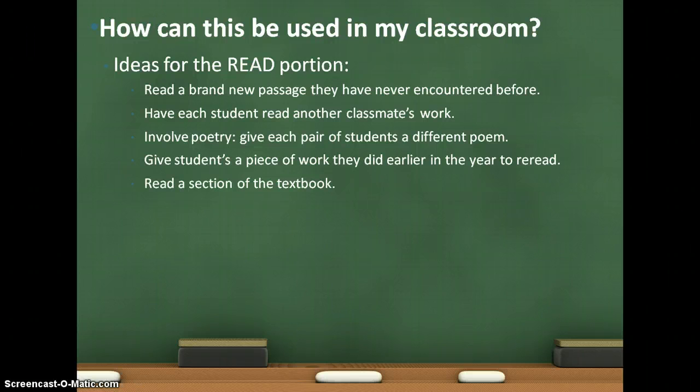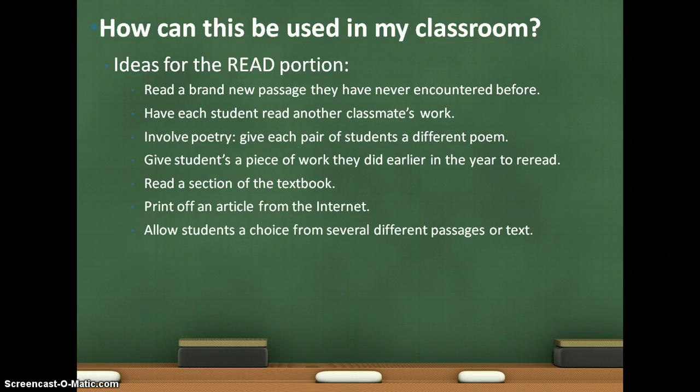Of course, it's always a great idea to read a section of the textbook, and these can come with questions at the end. They're automatically a great lead-in for the write portion. You could print off an article from the internet. It'd be great if you had enough computers so that everyone in the class could read an article on the internet, but that may not be possible in all classrooms. So an article could be printed off. And finally, you could allow students a choice from several different passages or texts. Sometimes we just try to get everybody to do the same thing, but allowing choice may actually also increase motivation.